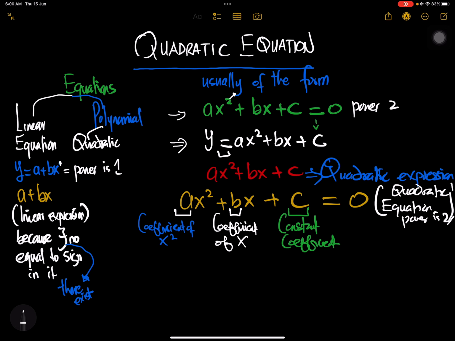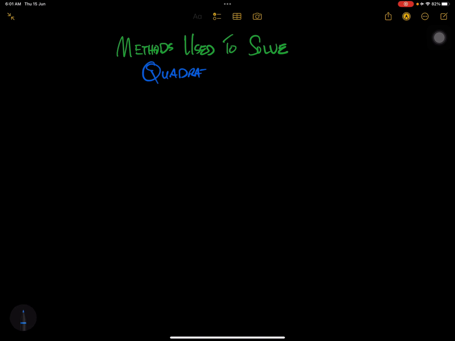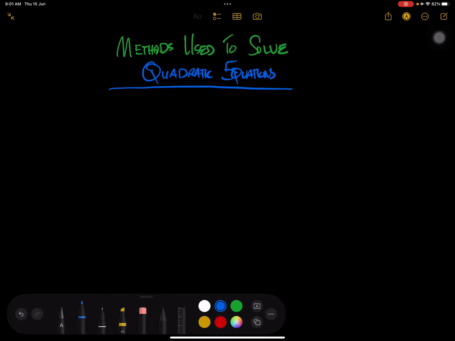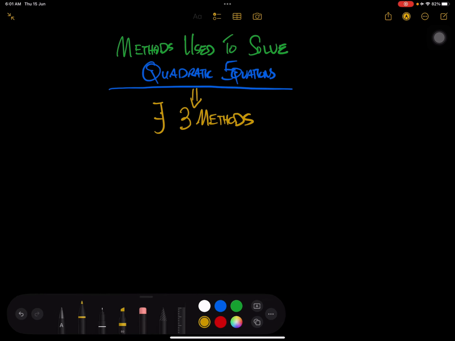Now we're going to look at the methods. What are some of the methods that are used in solving a quadratic equation? So let's take a look at this. Now, there are three methods actually. There exist three methods used in solving quadratic equations.